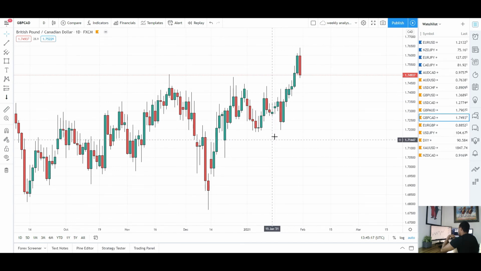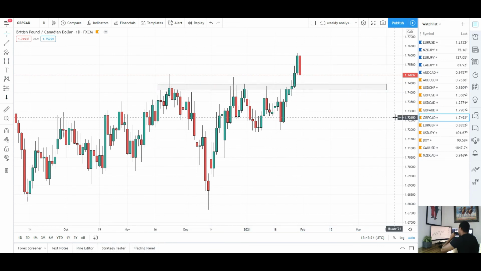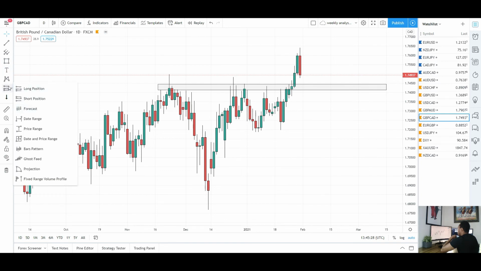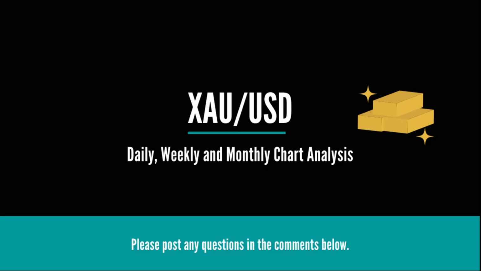And right now we had a very impulsive move to the upside, going to be seeing some retracement again, probably to go and test this level here around 1.74200, around there. And then if we do find support, I do think GBP CAD is going to see further continuation to the upside for next week. And up next, we're going to take a look at gold.